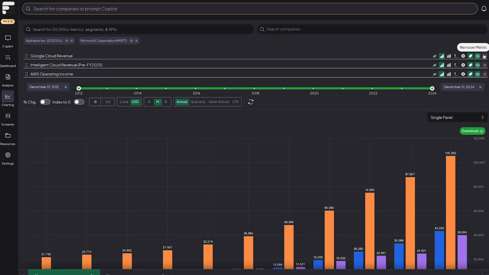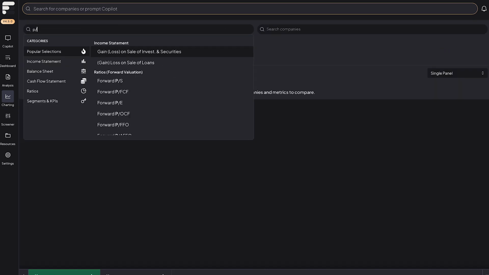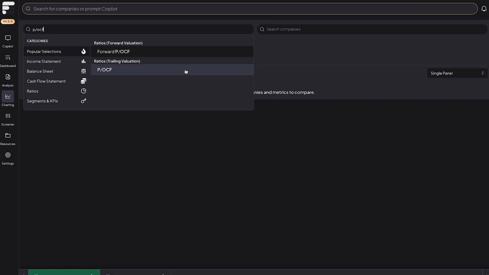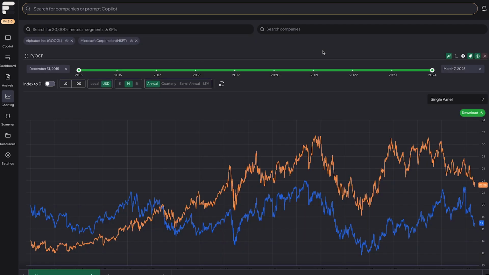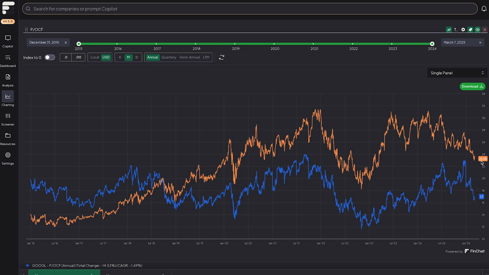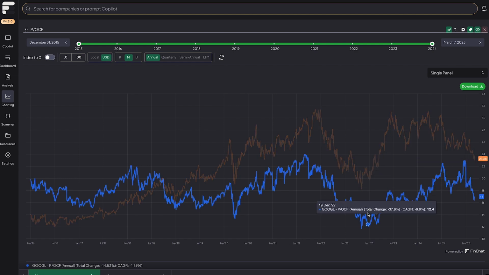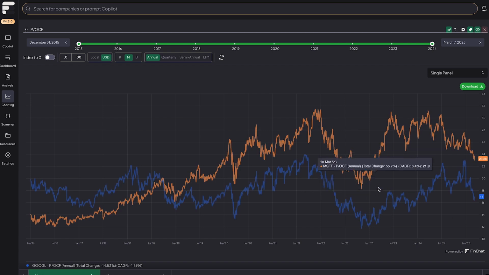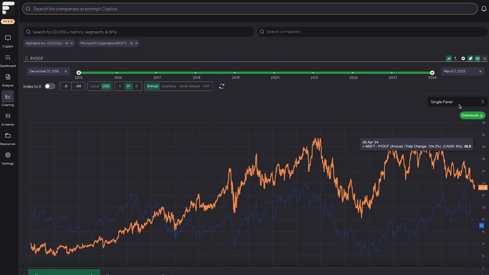So if I cross these all out and I want to compare price to operating cash flow, Google currently trades at a price to operating cash flow of 17, whereas Microsoft trades at a price to operating cash flow of 23. So Google is significantly cheaper than Microsoft just on this metric alone right now. And that's good to see.